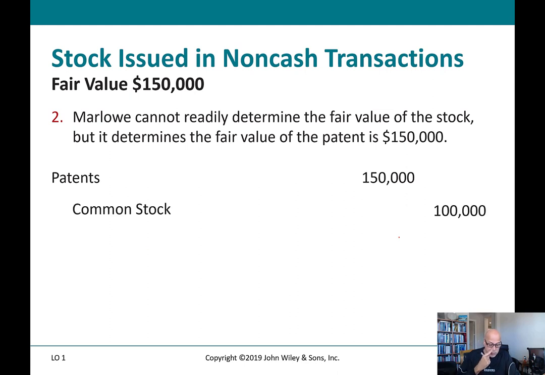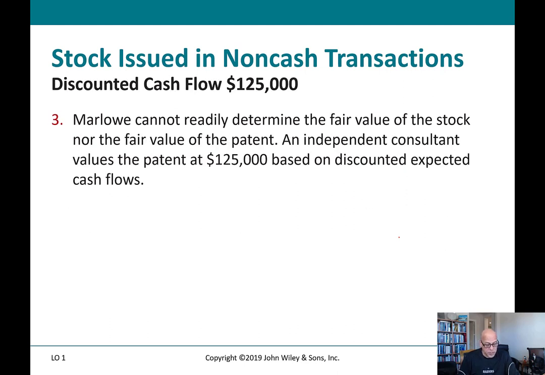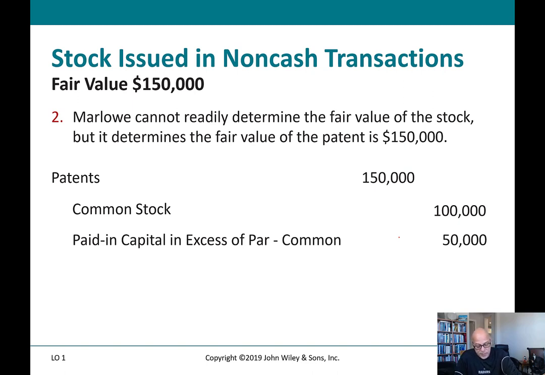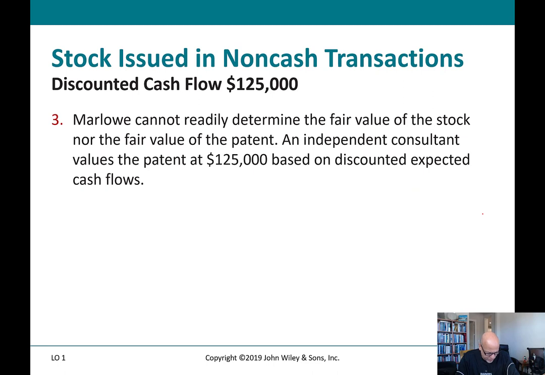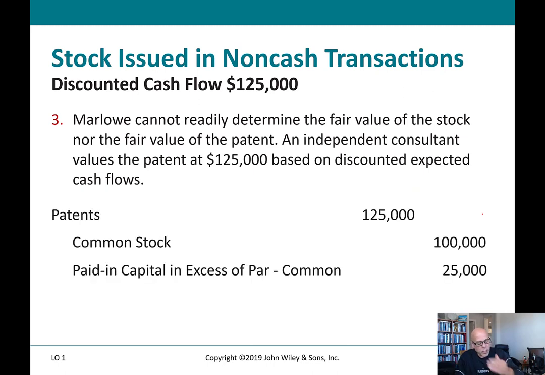Now, I think you know where this is going. Here we're issuing the 10,000 shares, and this time the patent has the more readily determined value. Fine. Then you leverage off the patent, and issue the common stock at par. The APIC in that case is the remainder that goes into additional paid-in capital. Again, use whichever has the more readily determined value. However, you determine that using discounted cash flows. And don't forget, it could be the value of a service.